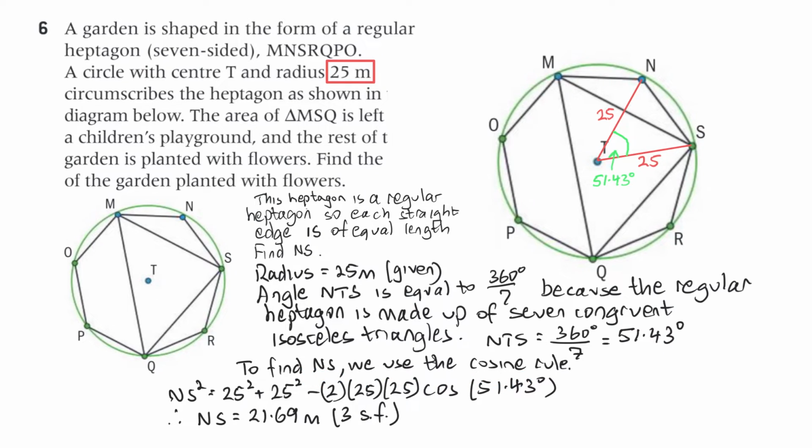To find NS, we use the cosine rule. So NS squared, that distance squared, is equal to this squared plus this squared minus 2 times that times cosine of this angle. The included angle is 51.43. So NS squared equals 25 squared plus 25 squared minus 2 times 25 times 25 cosine of 51.43 degrees. Make sure your calculator's in degrees. Then you find that it's 21.69, to 3 significant figures. So this length here is 21.69, so they're all 21.69.